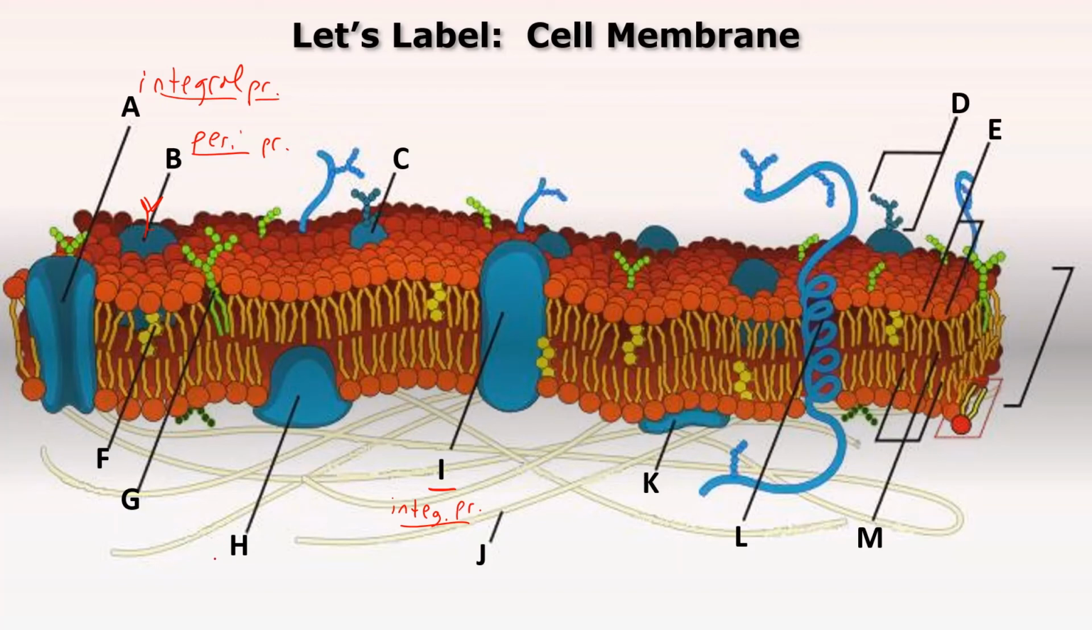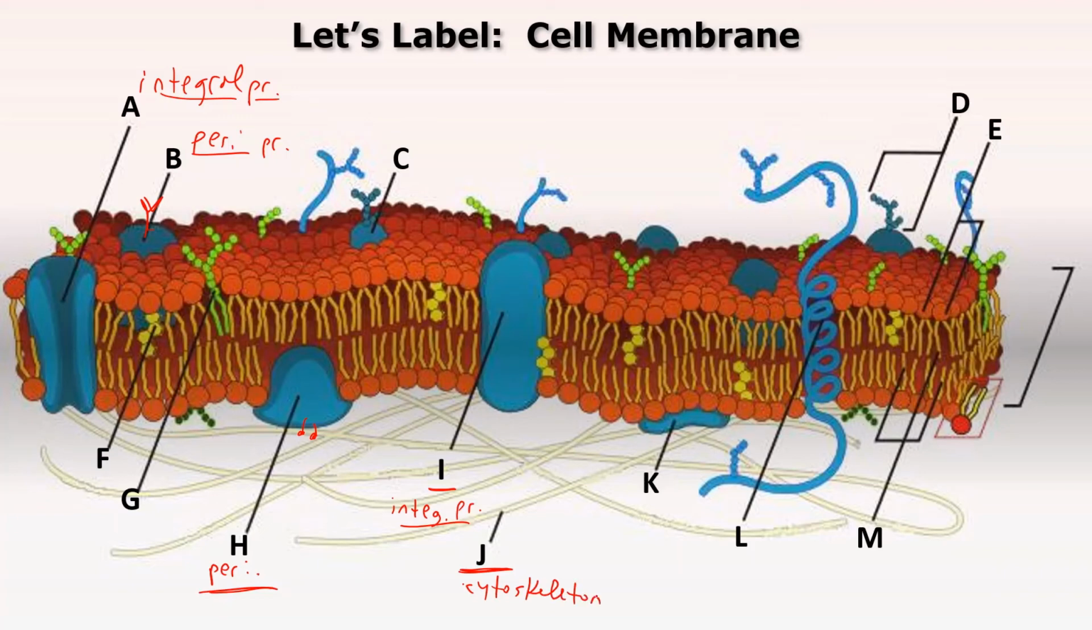So would I call H peripheral? Right? It looks like it's not quite all the way through the membrane, but it is poking into the membrane a little bit. So perhaps that's acting as some sort of anchor holding on to these threads of cytoskeleton, which is what J would be. If we're going to jump ahead a little bit, I'll just put cytoskeleton. Those are the threads of the cytoskeleton.